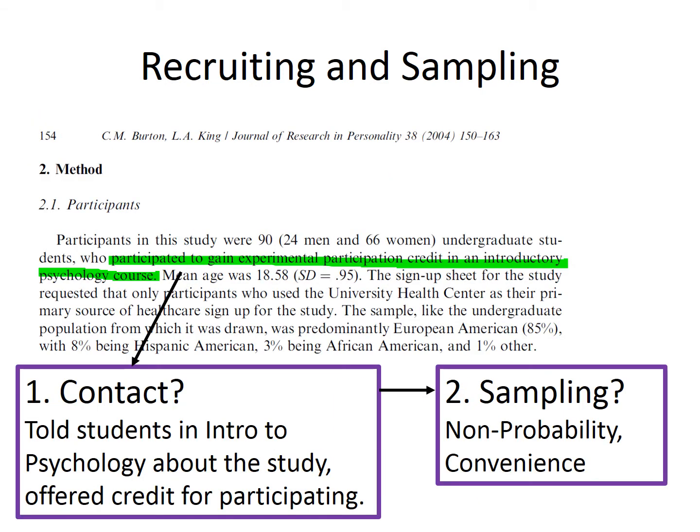When we find the section that should include the information about how they recruited participants, we need to skim to find the specific details. Remember, the idea is that we're trying to figure out how they got people to participate. The authors don't always use phrases exactly like that, but we can usually get the idea. In this case, we get the idea from the phrase about participation in an introductory psychology class. That tells us they contacted participants by making students in that class aware of the study and offering credit for participation. That information, combined with what we already decided about the population, allows us to determine the sampling method.